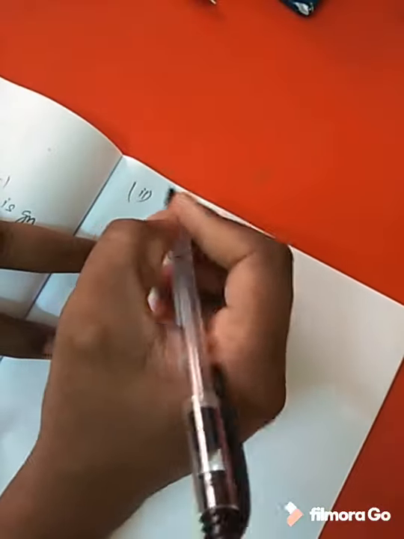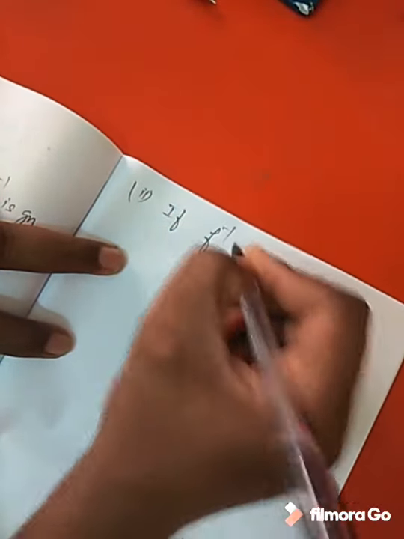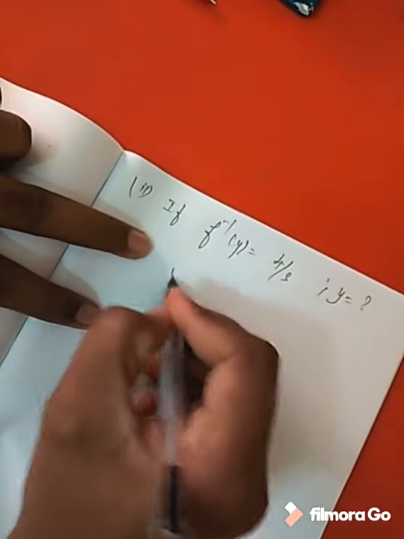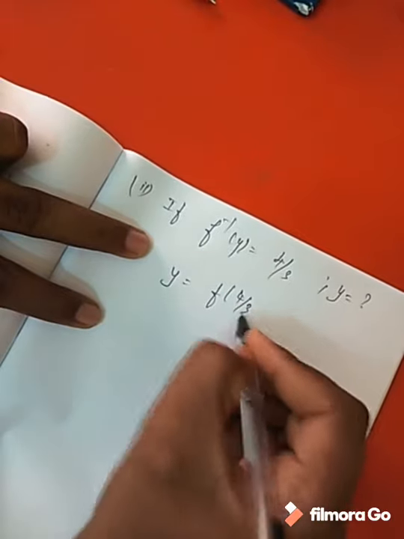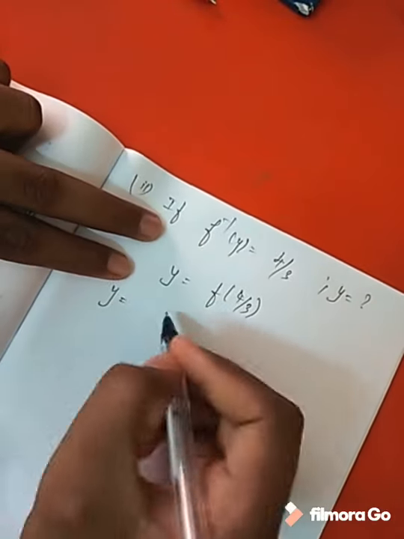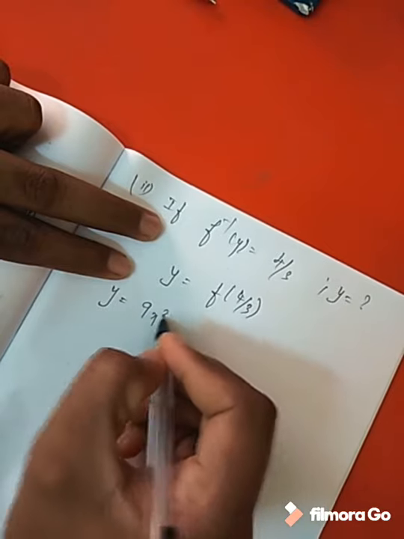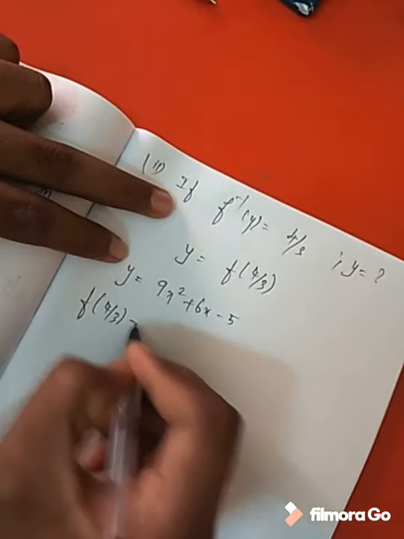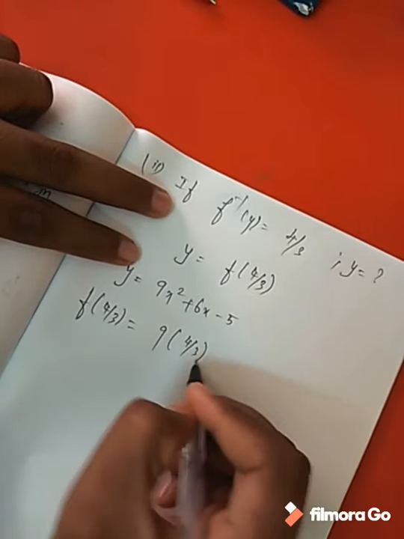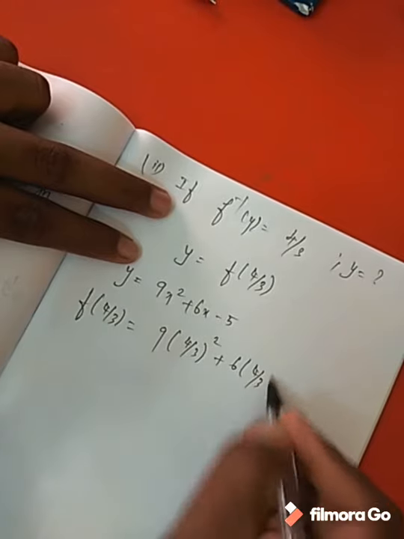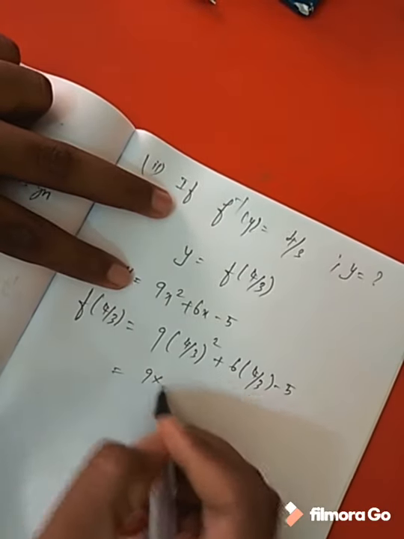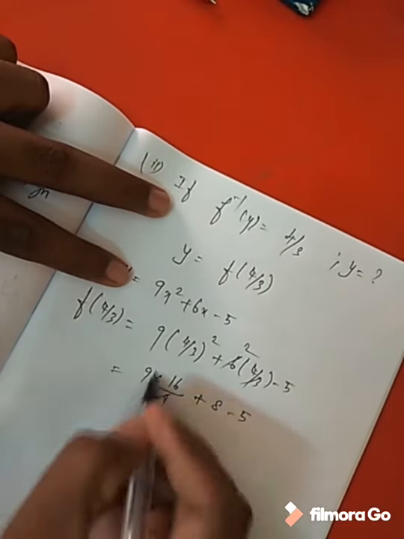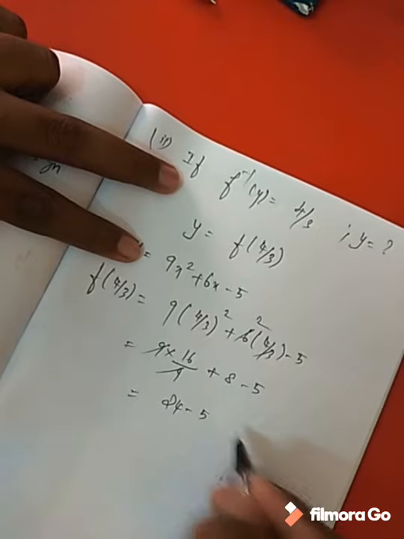And the next part: it is given that f inverse of y is equal to 4 by 3, then what is y? So we can write y is equal to f of 4 by 3, right? We know that f is 9x square plus 6x minus 5. So f of 4 by 3 is 9 into (4 by 3) the whole square plus 6 into 4 by 3 minus 5. So 9 into 16 by 9 plus, cancellation, 8, minus 5. So 24 minus 5, answer 19.